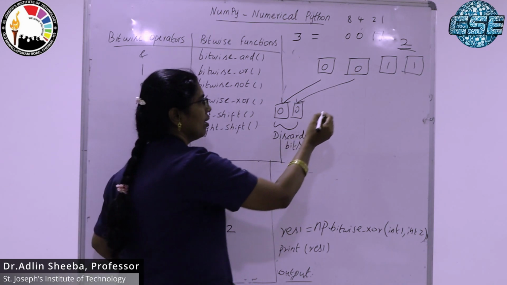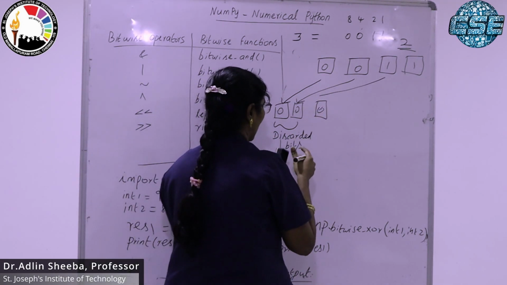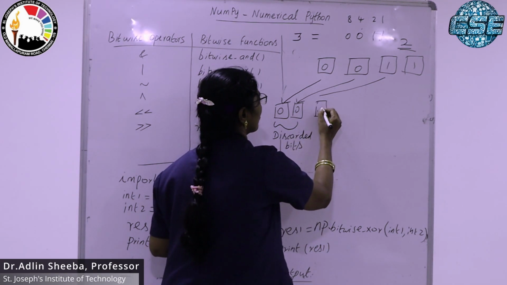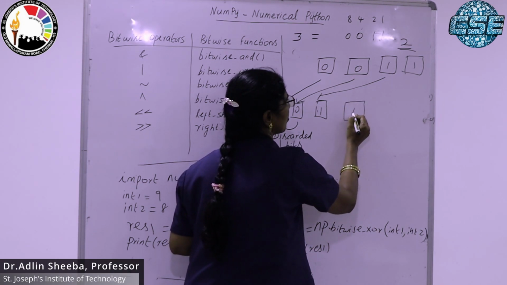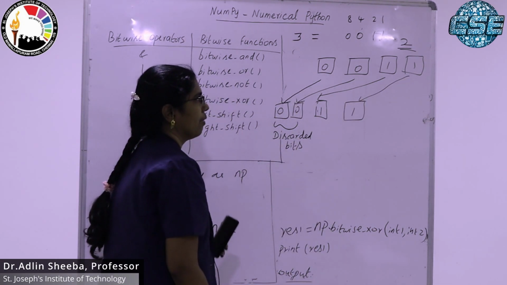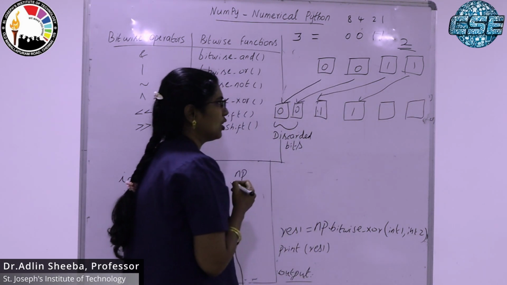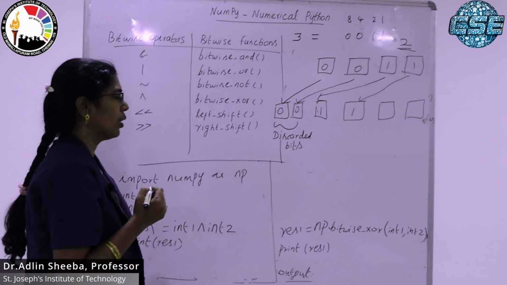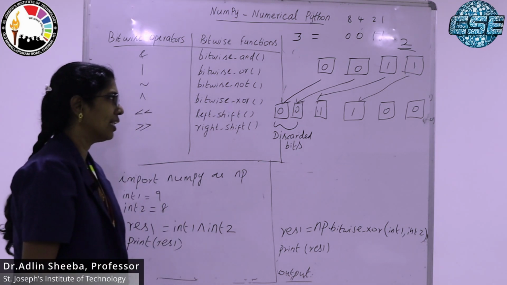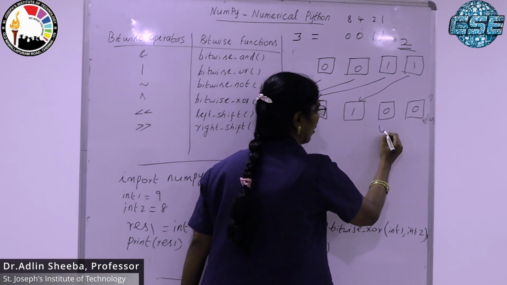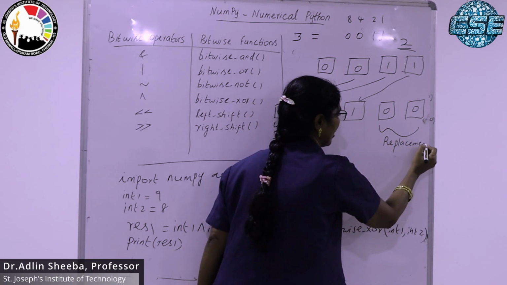Now this one will come straight to here, and this one will come straight to this place. But here these two places are empty. So what we are going to do is replace them with 0. These we call replacement bits.